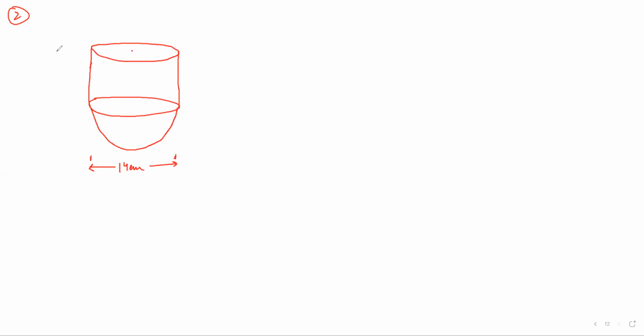So that means from here to here, like bottom to here, this total height is 13 centimeter. Understood? Okay. Find the inner surface area of the vessel.